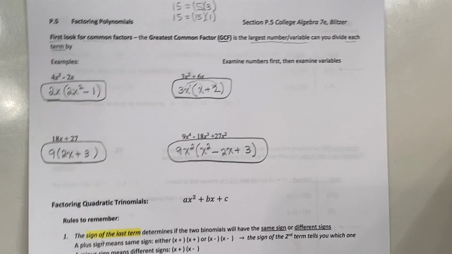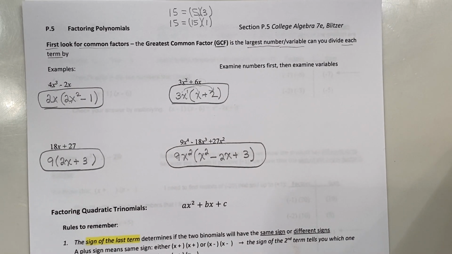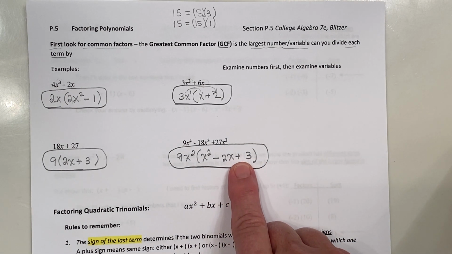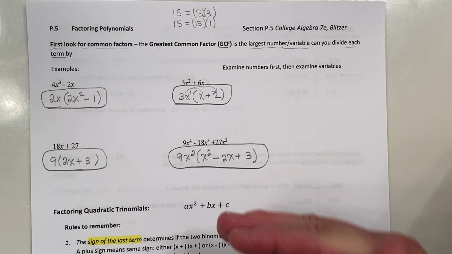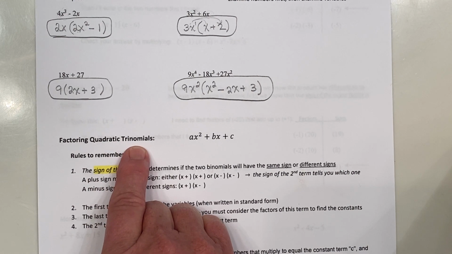All right, we're going to continue factoring polynomials. We always want to look for a GCF first, and then from there, we want to investigate what's left in the parentheses and whether that can be factored further. Right here, we were just focusing on taking out GCFs. But now let's turn our attention to factoring quadratic trinomials.